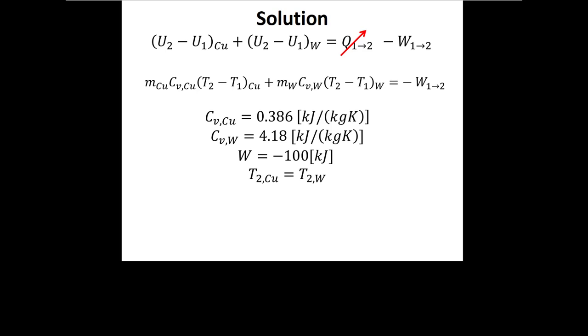And in this case, my T2 is going to be equal to the same thing for both copper and water. So it's not two unknowns because T2 for copper and T2 for water are the same. I can do a little bit of math here, and I see that my final temperature is 49.3 degrees.